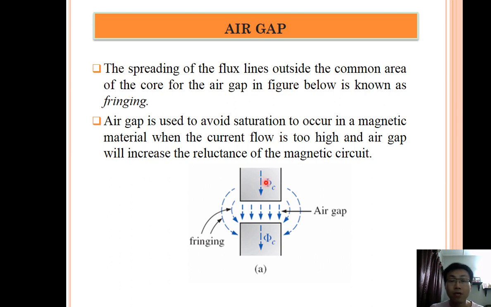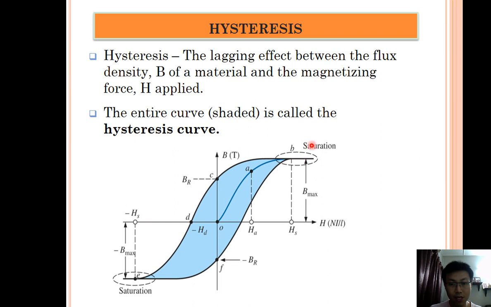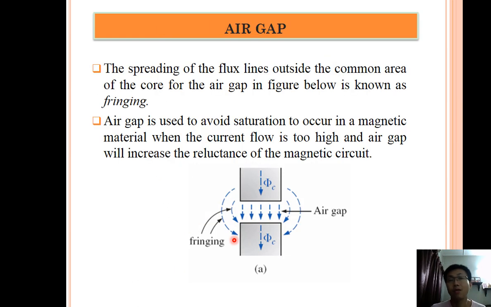By the way, saturation in the magnetic material is not good. It will cause a lot of losses. And also the saturation will be here. This is called saturation. When there's too much flux flowing through the magnetic material, it saturates. Then when it saturates, it will contribute a lot of losses. That's why we don't want it.